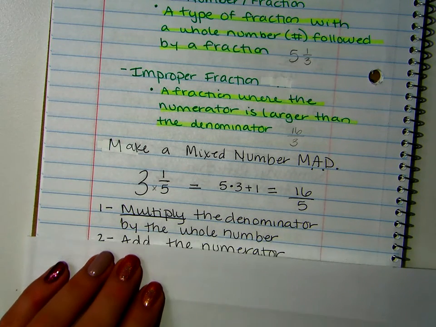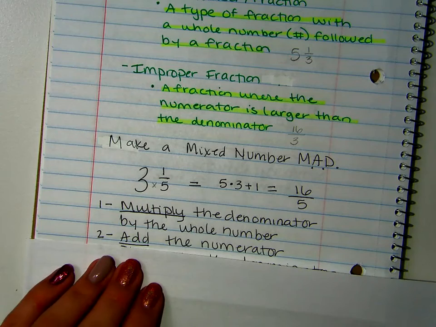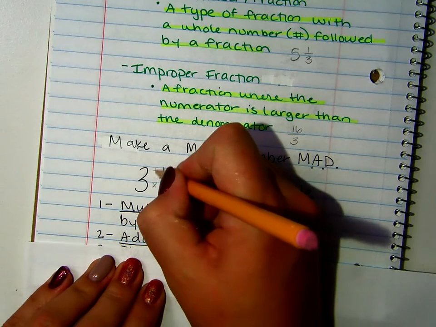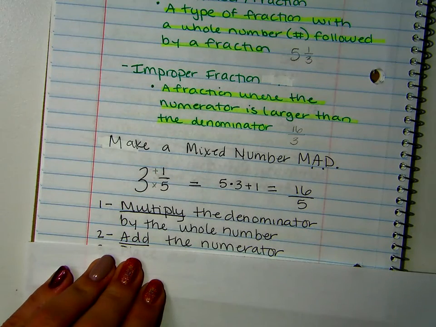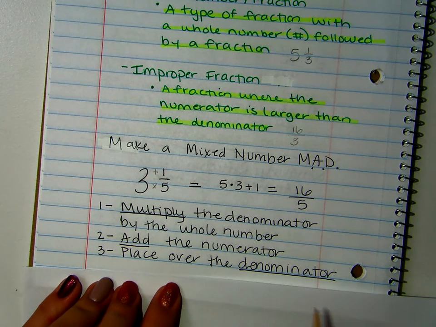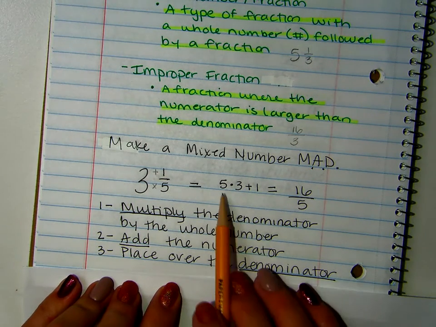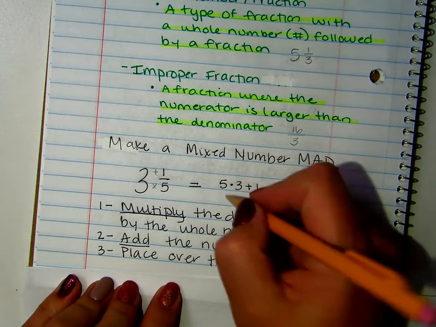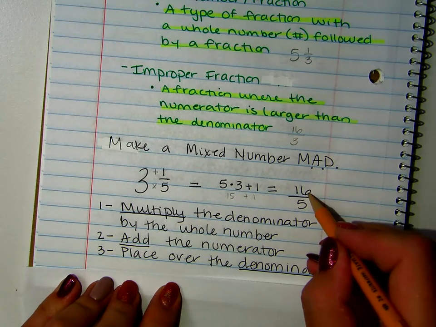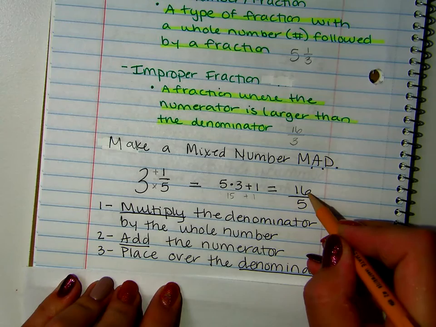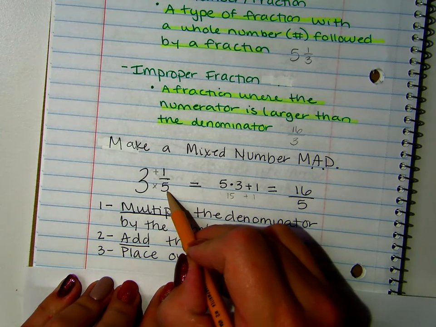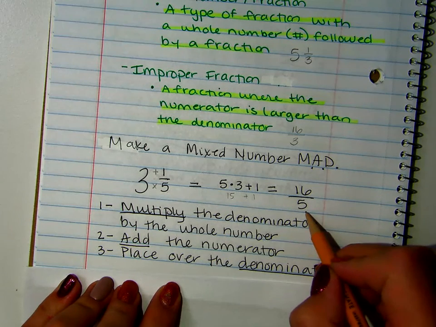Okay? Next, I'm going to add the numerator. Okay? So that's my A. So I'm going to put a plus sign up here. Now the last piece that I have is I'm going to place over the denominator. So ultimately I'm going to go 5 times 3, which would be 15. And I'm going to add my 1, which would give me 16. And I'm going to place that over my denominator. My denominator is 5 because it's what was in the original denominator here. So it stays in that same spot.